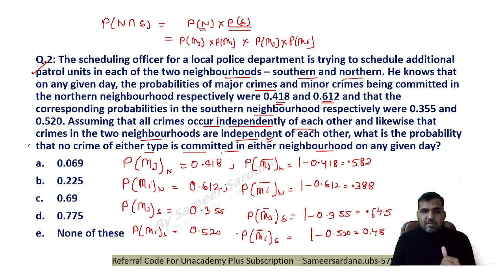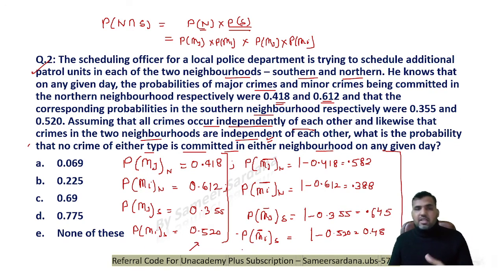So either you multiply all of these four values or you multiply all of these four values. If you are multiplying all of these four values, then you need to subtract it from 1 to find out that no crime is happening. And this will straight away give you the answer. If you straight away use the probability of not happening a major and minor crime in the northern region and not happening a major and minor crime in the southern region, you can straight away multiply these values to get the answer, right?